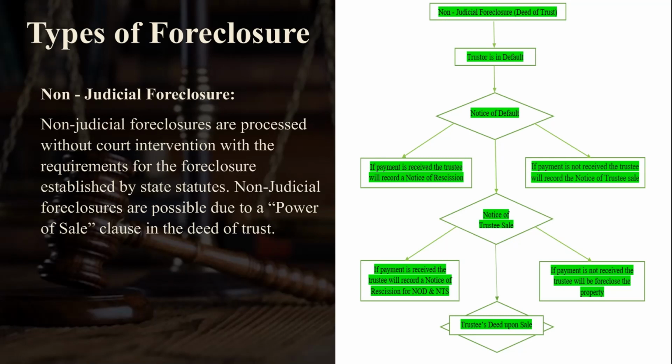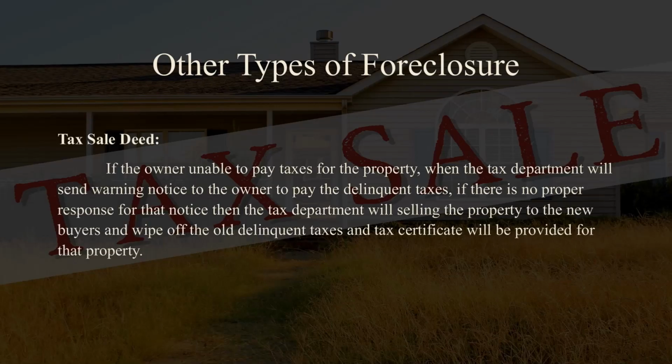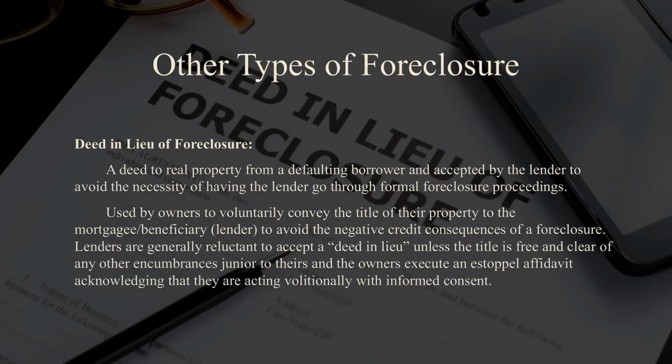Next we will see about other types of foreclosure. First one is tax sale deed. If the owner is unable to pay taxes for the property, the tax department will send a warning notice to the owner to pay the delinquent taxes. If there is no proper response to that notice, then the tax department will sell the property to new buyers and wipe off the old delinquent taxes, and a tax certificate will be provided for that property. Next one is deed in lieu of foreclosure.